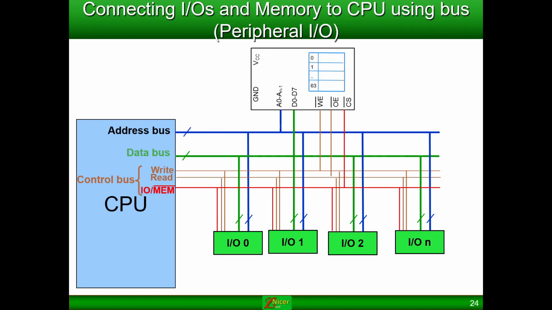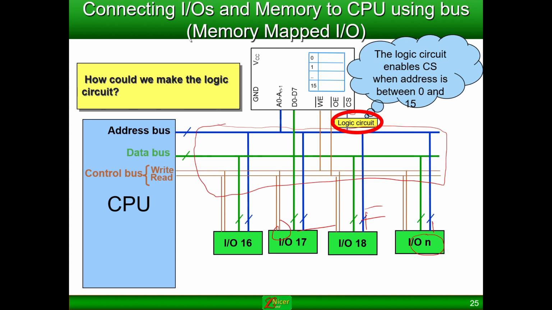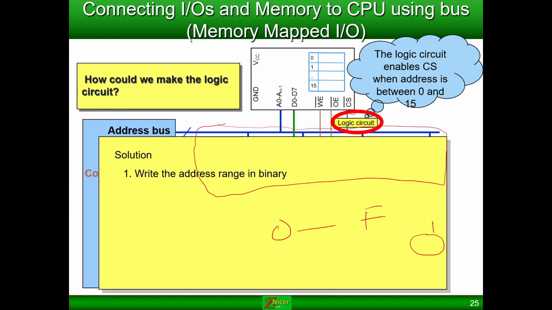Connecting IOs and memory to the CPU using a bus, peripheral IO. The logic circuit enables CS when the address is between 0 and 15, read or write. How do we make the logic circuit? The answer is to write the bus address range in binary. From address 0 to address 15, we have the binary code. For 0 it is 0000, and for 15 we have 0000 1111, like 4 ones in a row.